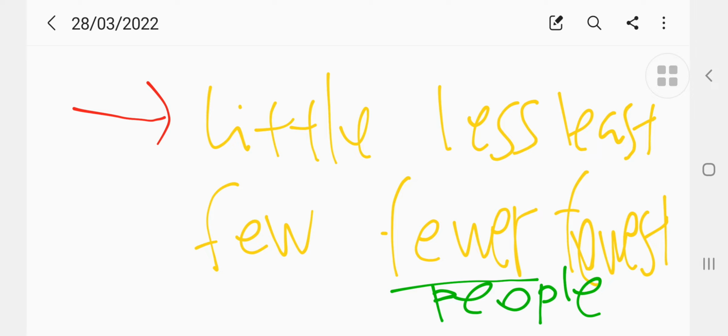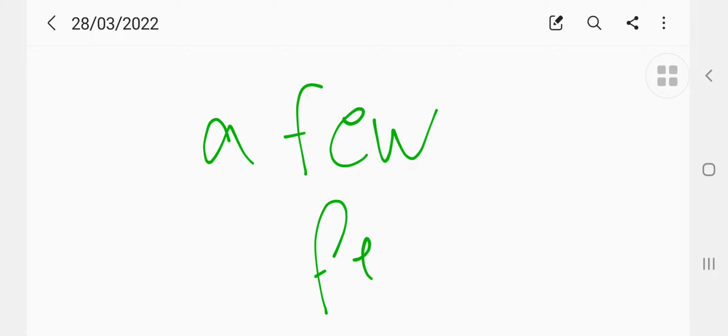The other thing that I wanted to underline is the difference between what? Between a few and few. Which one has a more positive effect than the other one? That's the question. A difficult question that we need to answer.